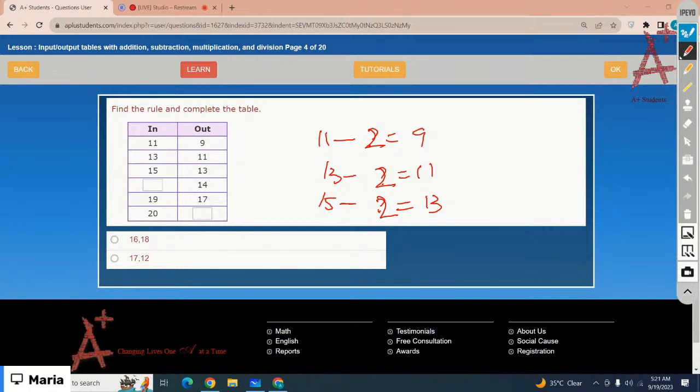So that means it is 18 minus 2 is 16, and 20 minus 2 is 18, right? That means the missing values are 16 and 18, right? So they are 16 and 18.